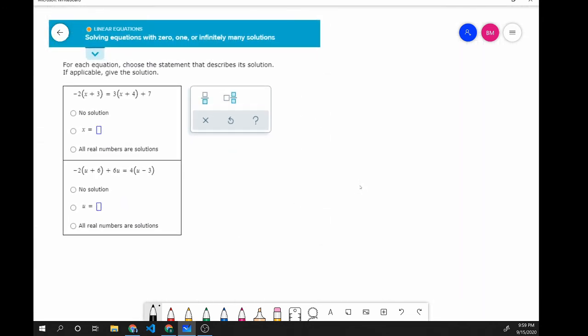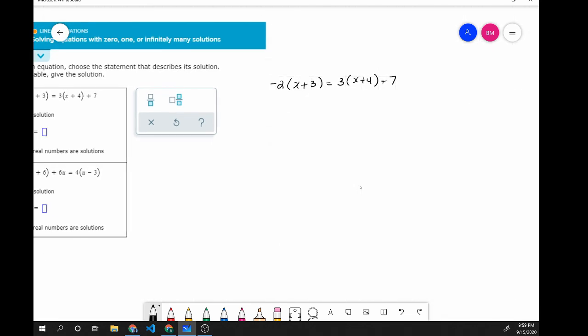Let's take our first equation. Negative 2 x plus 3 equals 3 x plus 4 plus 7. We know from previous examples that we have to do parentheses first. So I'll do all that out. I'll draw my line down. So negative 2x minus 6 equals 3x plus 12 and then plus 7.